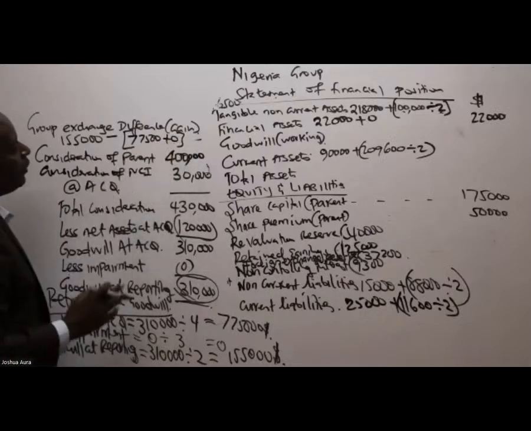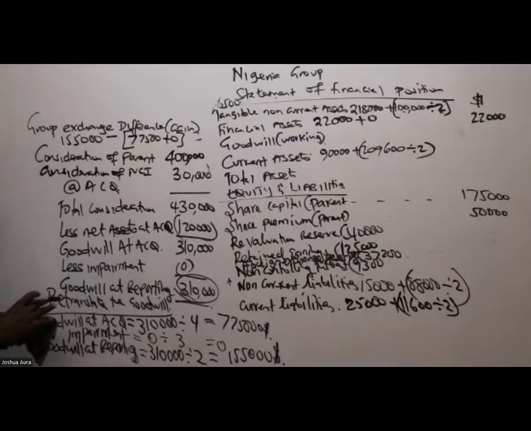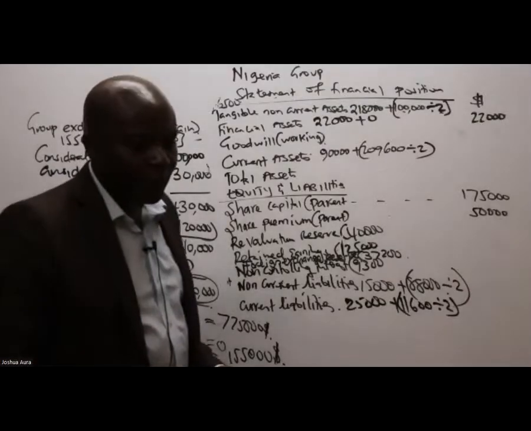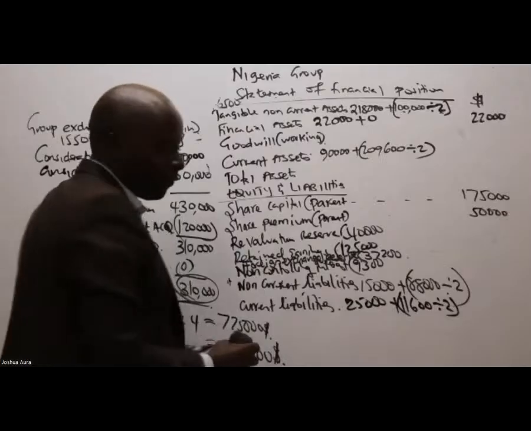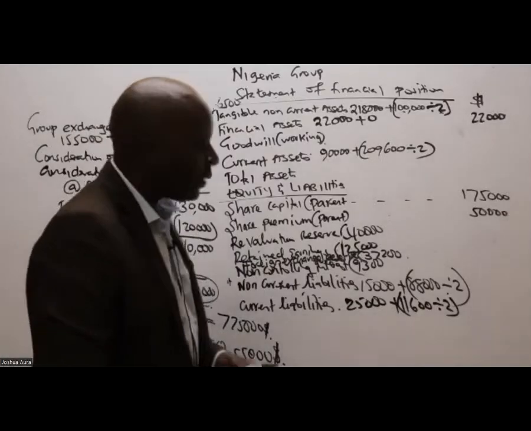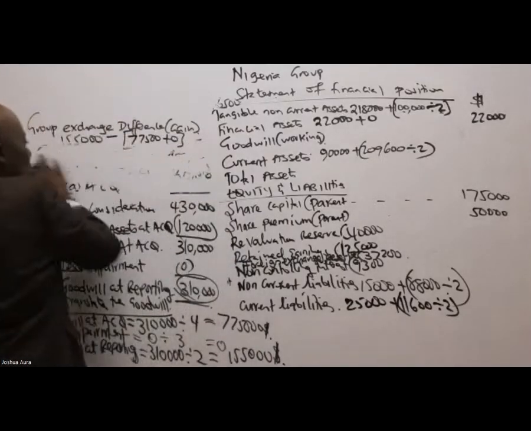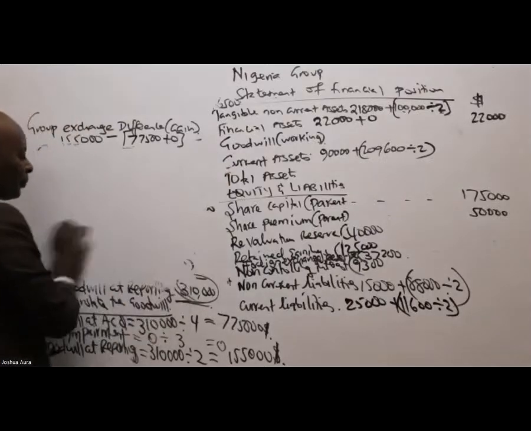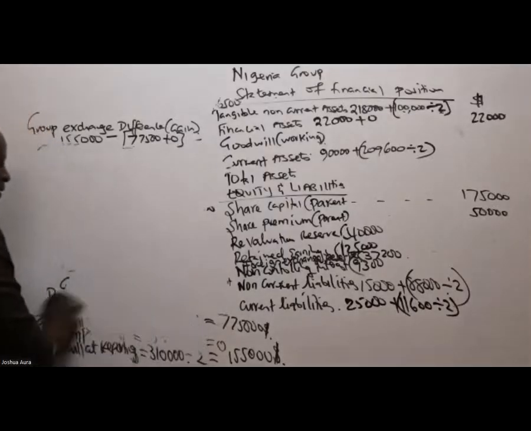So how much do we have there as our group exchange difference? What amount do we have there? $72,500.